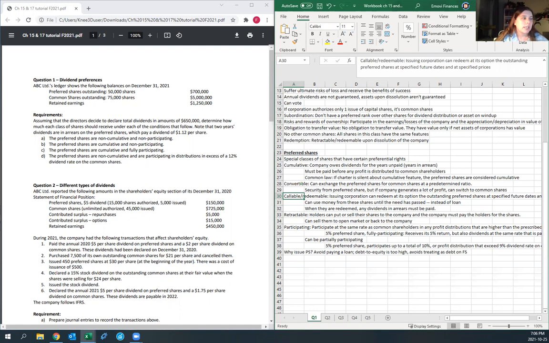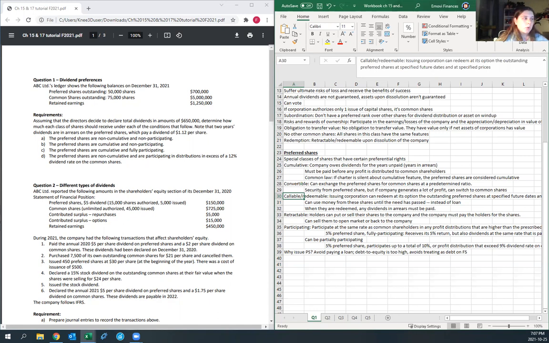So the corporation issues those because they need the money and they don't want to issue any more. They don't want to get any more loans. They have a bad debt to equity ratio, so they prefer to just increase their equity instead. And when these are redeemed, any dividends in arrears must be paid if there's any.